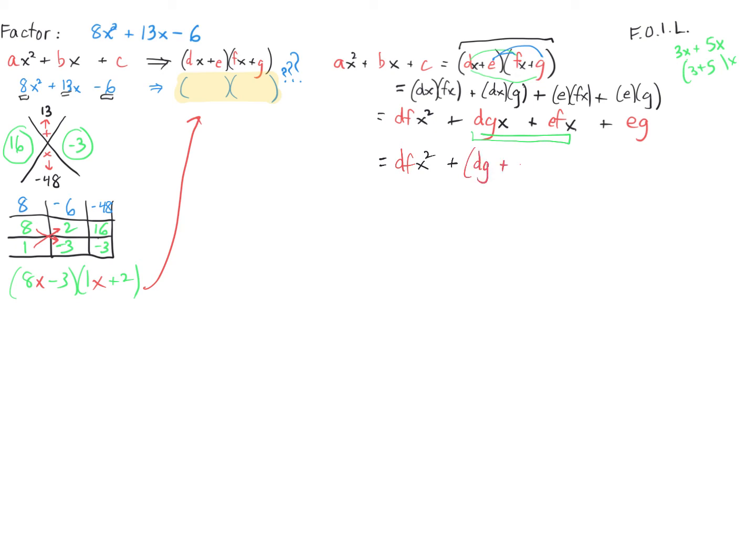dg and ef all multiplied by x. All right, this is where I want it to be. At this stage, let's make some observations. This expression is equivalent to this expression. There's 3 terms here. There's 3 terms here. 1, 2, and 3. This is our constant term, just like this is our constant term. So C is equal to EG, and we can write that down.